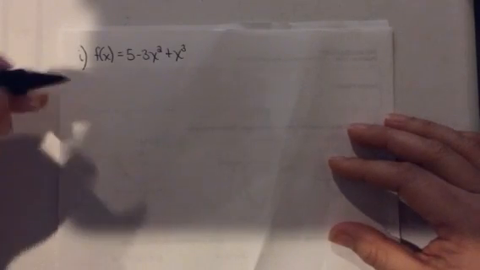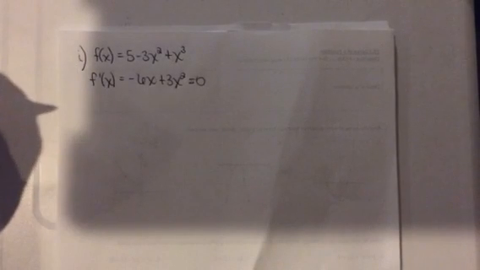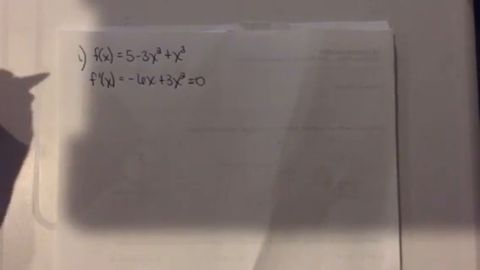Local extrema. That means maxes and mins, and we've already talked about that. So hopefully as soon as you hear that, you think derivative. The derivative of 5 is 0, negative 6x, and 3x squared. And we learned a theorem that told us that in order for there to be a local max or min, this must be 0. So the derivative must be 0.